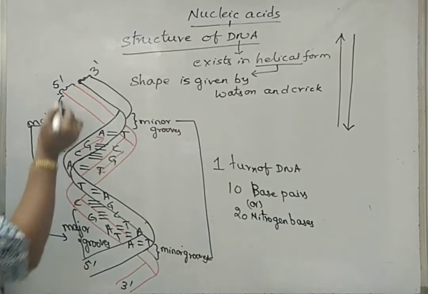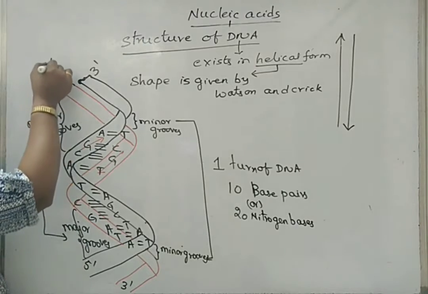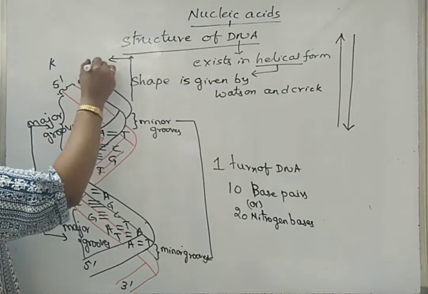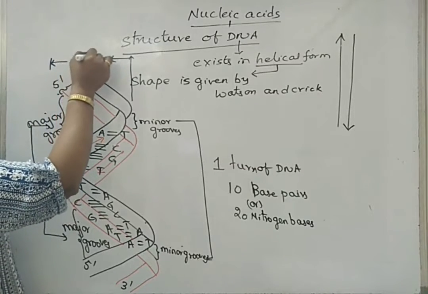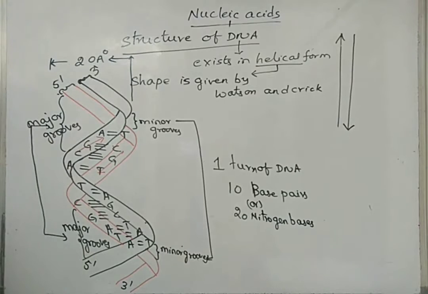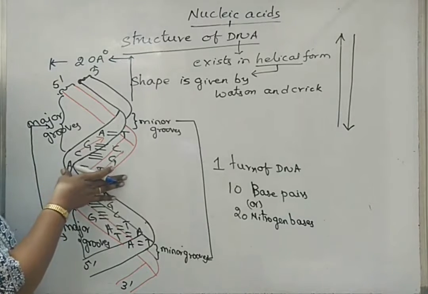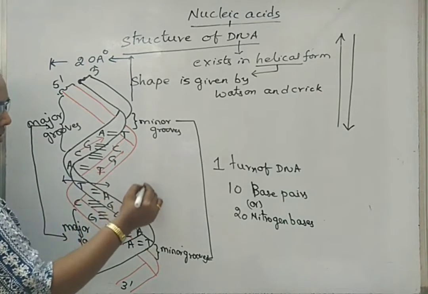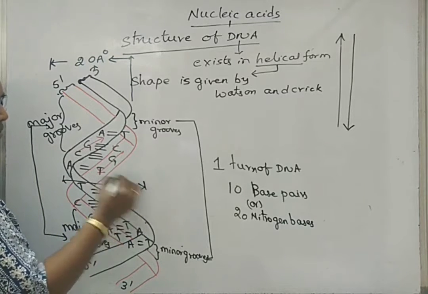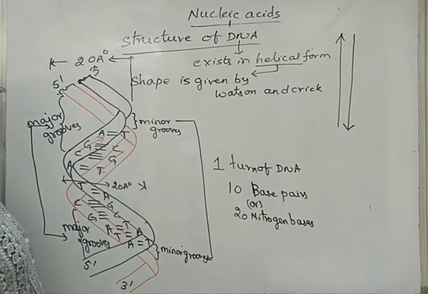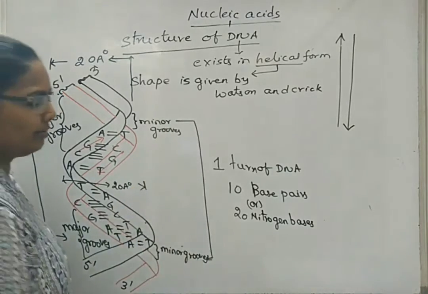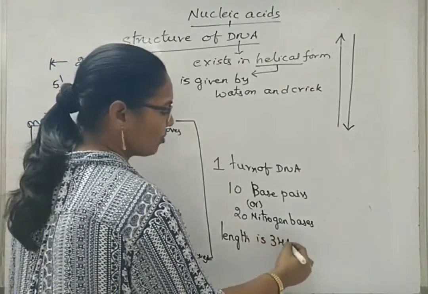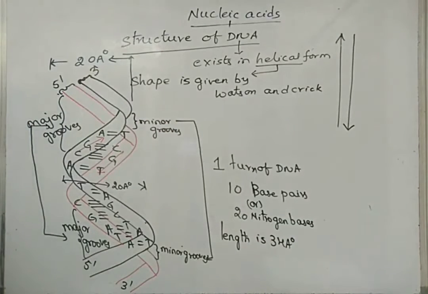Nitrogen bases. Now, the diameter from this position to this position, if we write it, can be represented as 20 angstroms in diameter. The diameter or the width of this complete folded structure, from here to here, can also be 20 angstroms. What is the length of one turn? The length of one turn of DNA is 34 angstroms.